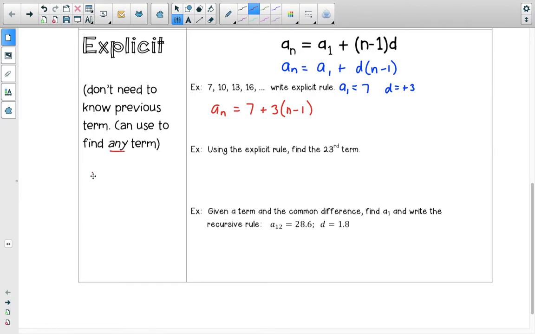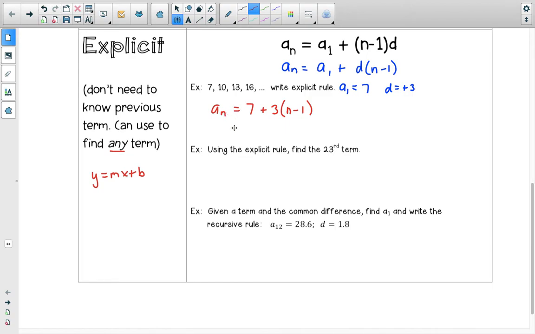This is very similar to y equals mx plus b. If I know the slope and y-intercept, then I can plug in any x value to find any y value. Same thing for this one. I can figure out what the next term is by just adding 3 every time. But here, if I want to know the 13th term, I don't have to keep adding 3. I could plug in 13 and figure out what I want.